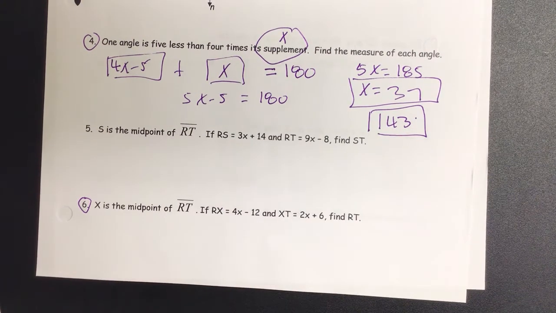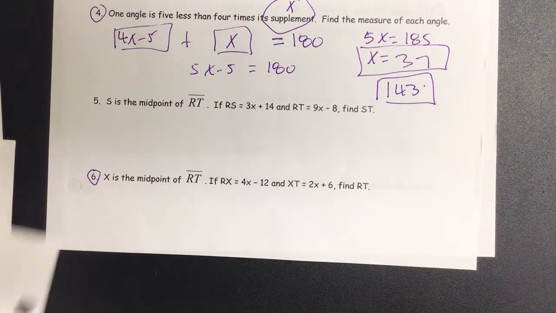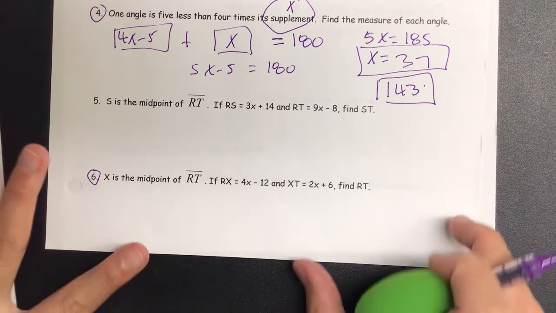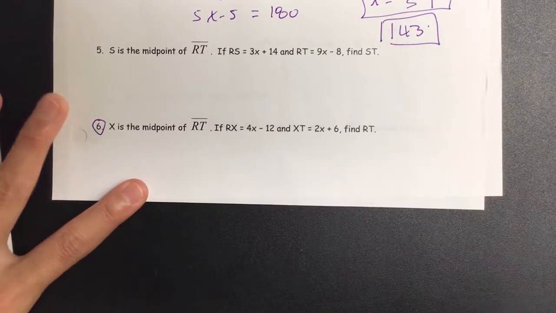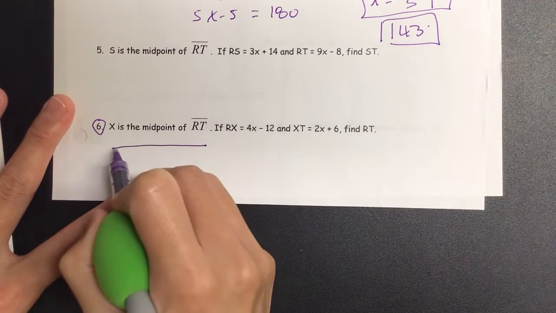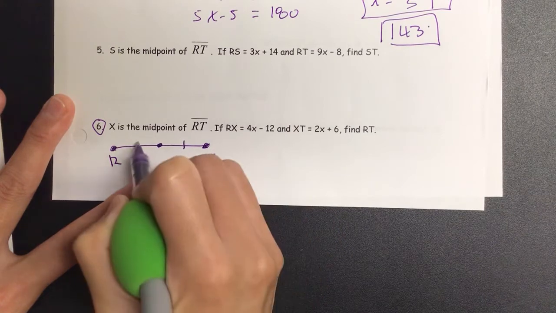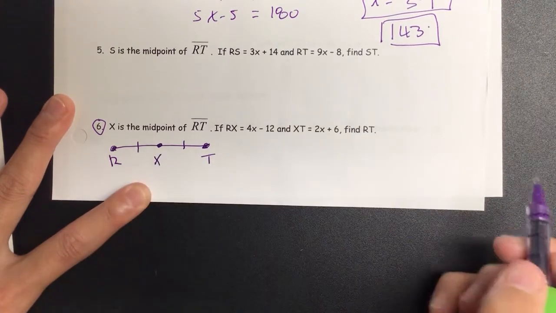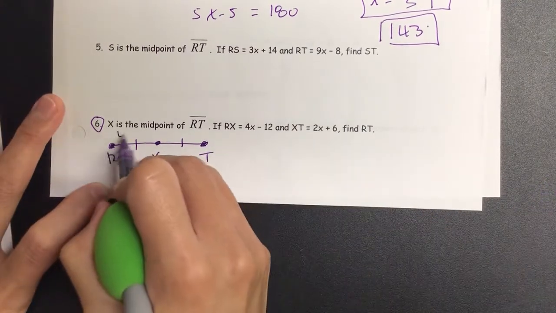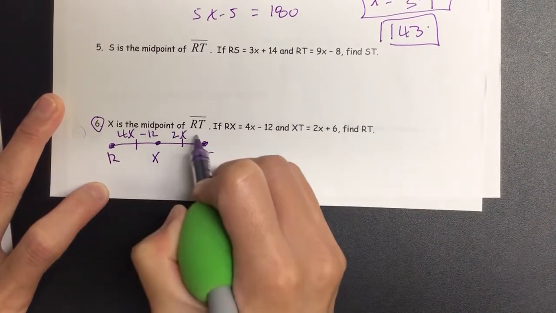Okay? Now let's look at number 6. Okay, Hannah, let's read number 6, please. X is the midpoint of RT. If RX equals 4x minus 12, then XT equals 2x plus 6. Find RT. The first thing we should do is draw a what? A line. A line segment to be specific. We have RT. It is a midpoint. That means it's exactly in the middle. And it's given that RX is 4x minus 12 and XT is 2x plus 6.